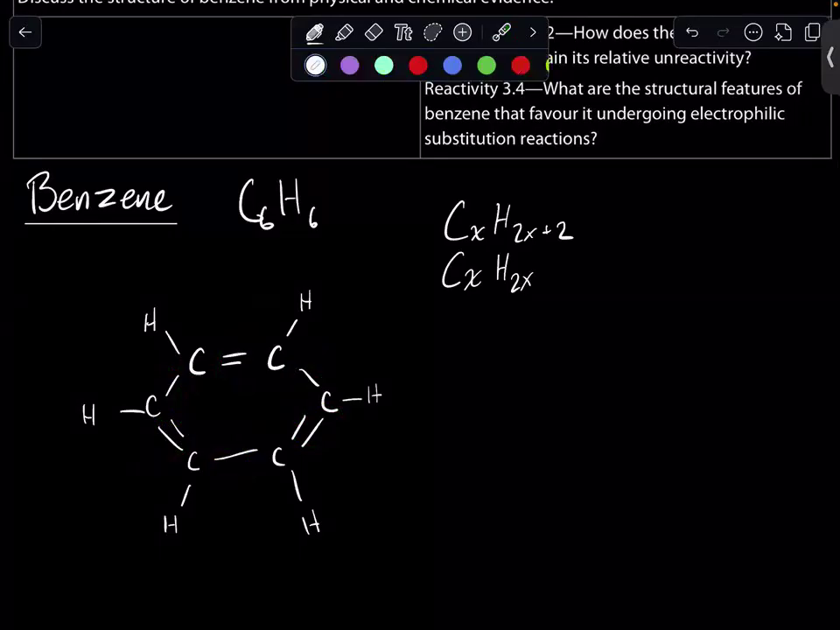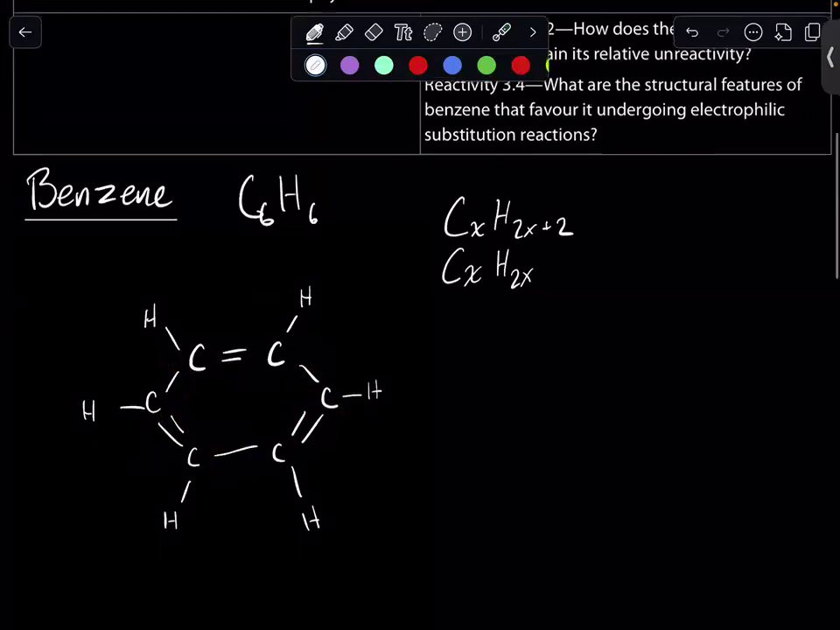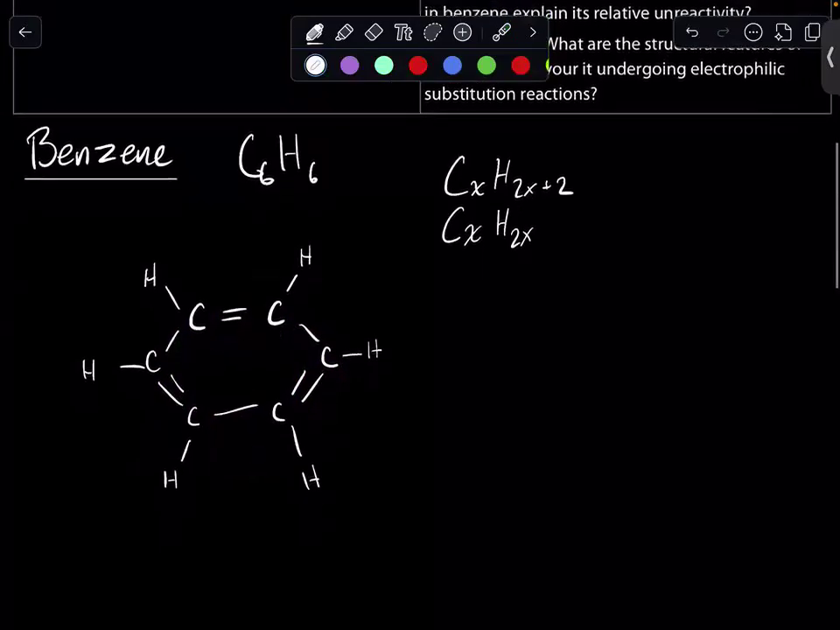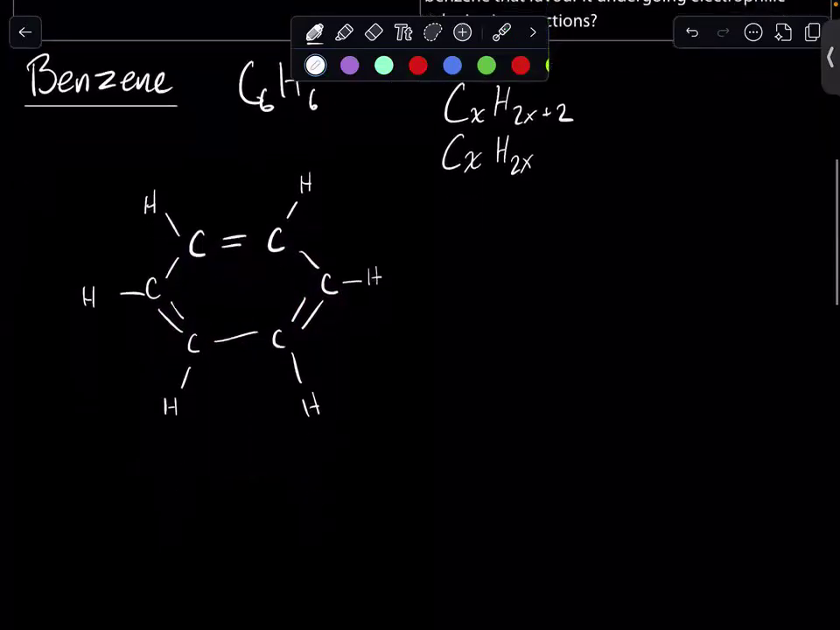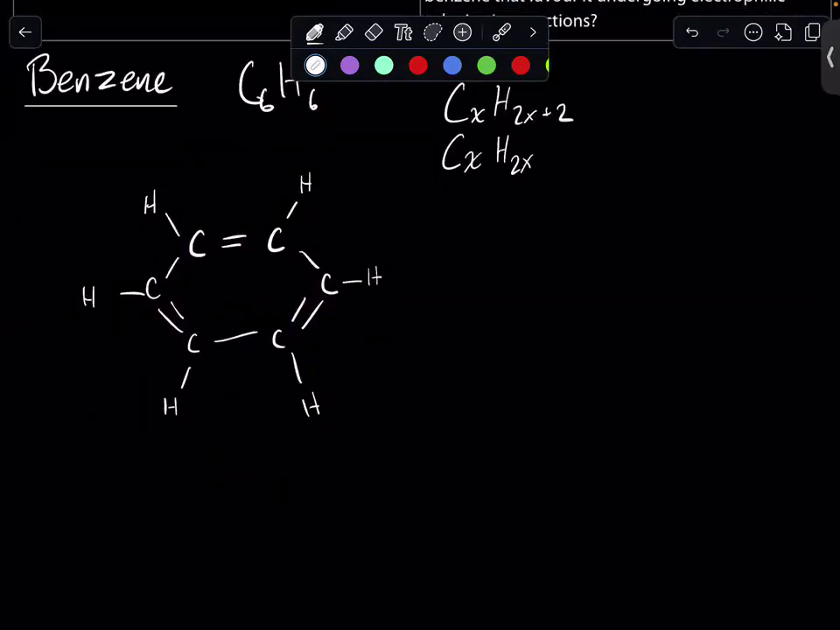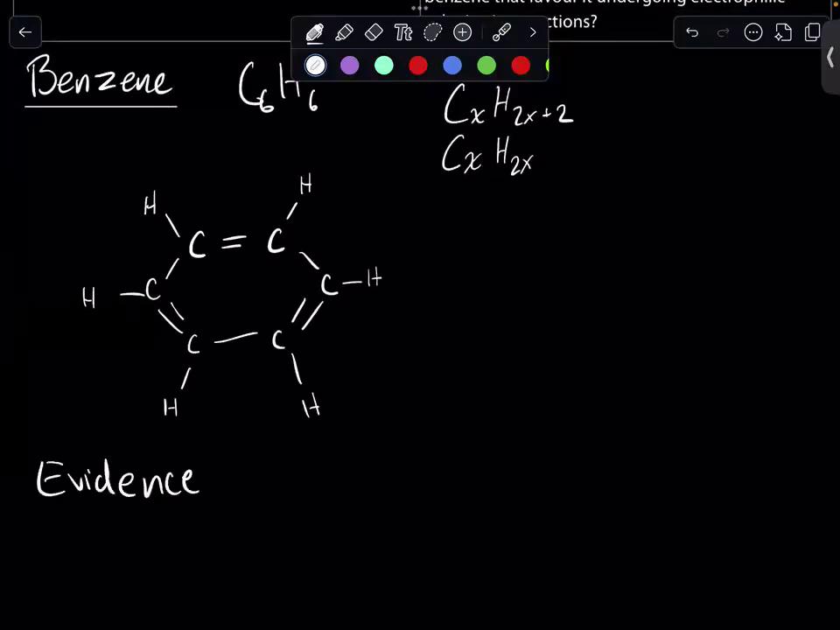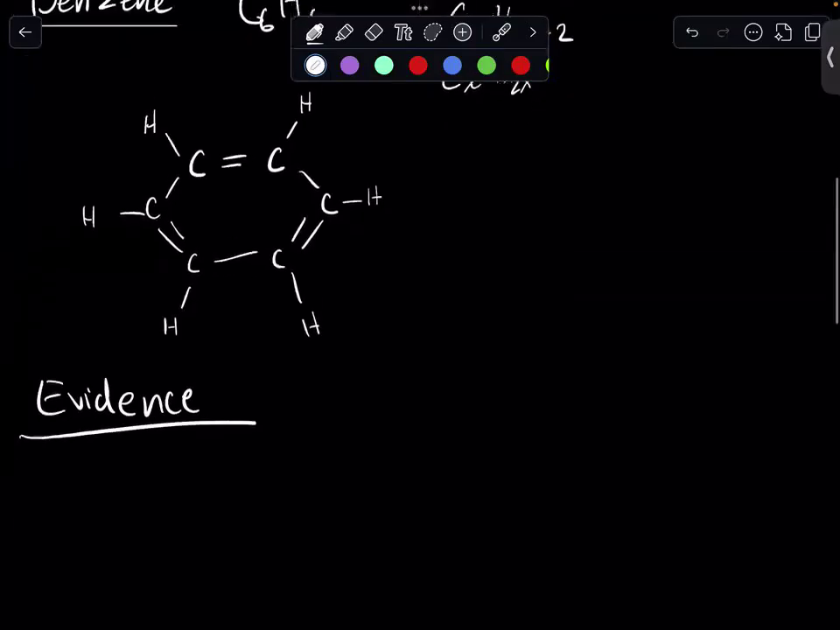So we were able to start collecting physical and chemical evidence that helped us learn a little bit more about it. And this is what the DP chemistry curriculum wants you to understand, how we figured out the actual structure of benzene based on this evidence. So without further ado, let's go over the different evidence. First, we have our physical evidence. Now, our physical evidence starts with bond length.